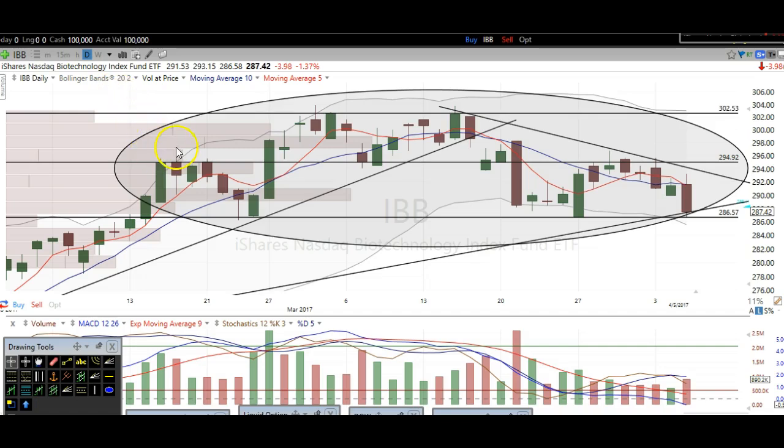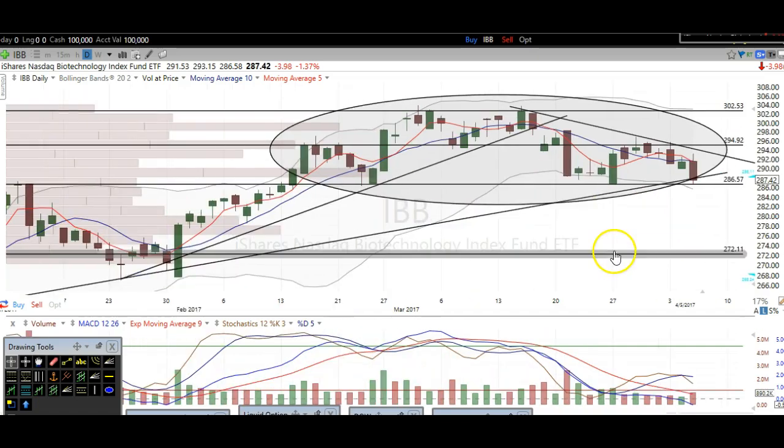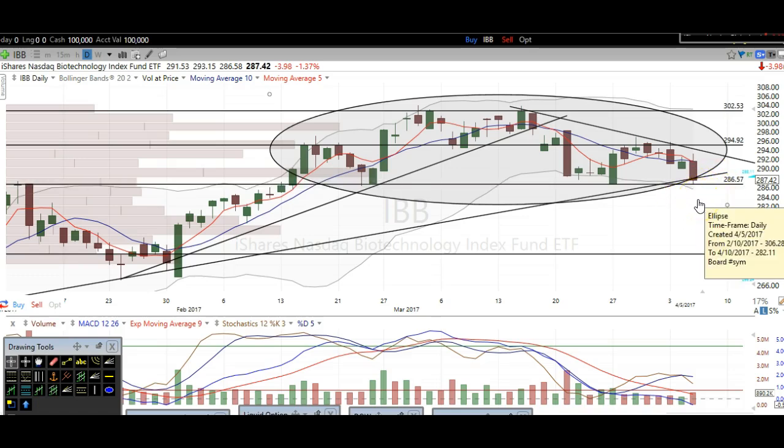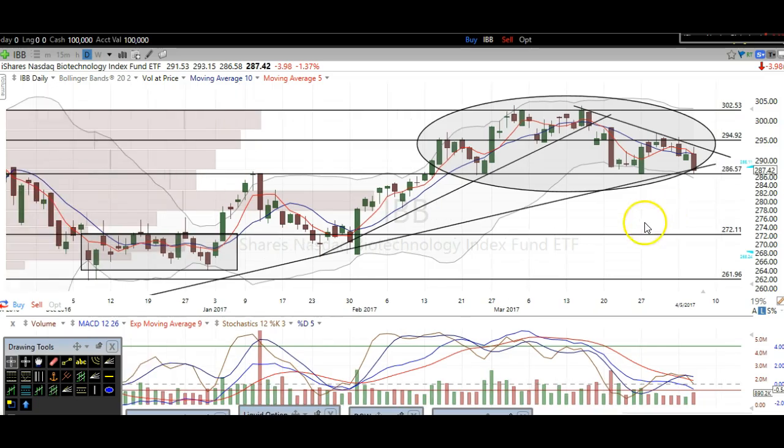looks like a head and shoulders pattern to me. Here's the left shoulder, here's the head, and then here's the right shoulder, and then here's the neckline right there. If we break these lows, if we break 286, that is not going to be a very good look for IBB, and more than likely it's going to head lower, and the nearest support is right near about 272. So if we break 286, more than likely it's going to head down to 272.